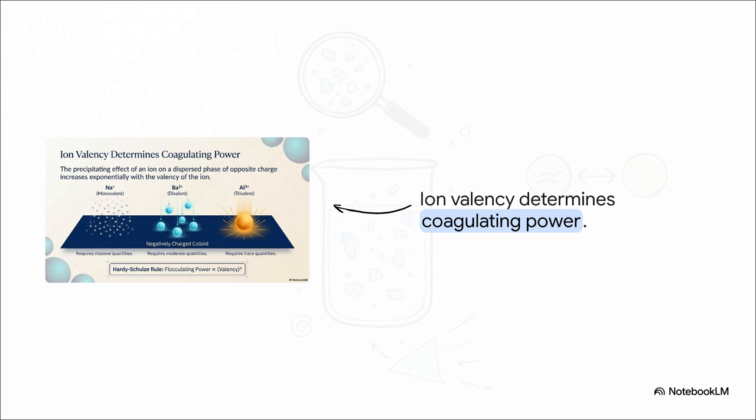But check out the trivalent aluminum ion on the right. Because flocculating power is proportional to the valency to the power of 6, literally to the power of 6, you only need tiny trace quantities of aluminum to completely crash the entire colloidal system.